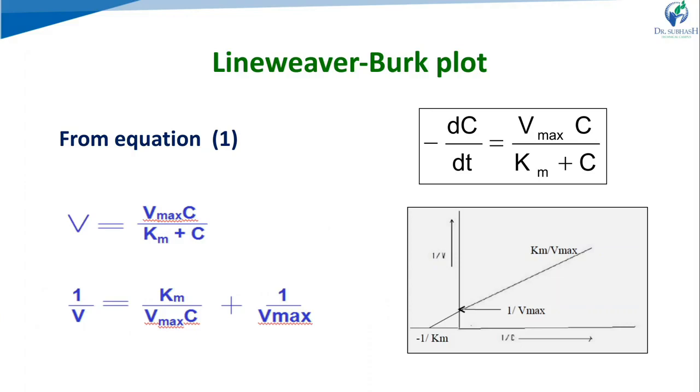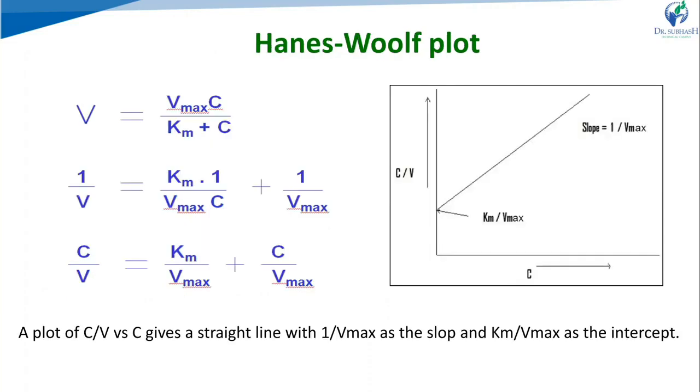We plot the graph of 1 upon V versus 1 upon C and get a straight line. From that we find the slope, which is Km upon Vmax, and the intercept, which is 1 upon Vmax. From that we find both Km and Vmax. The next approach is the Hanes-Woolf plot.